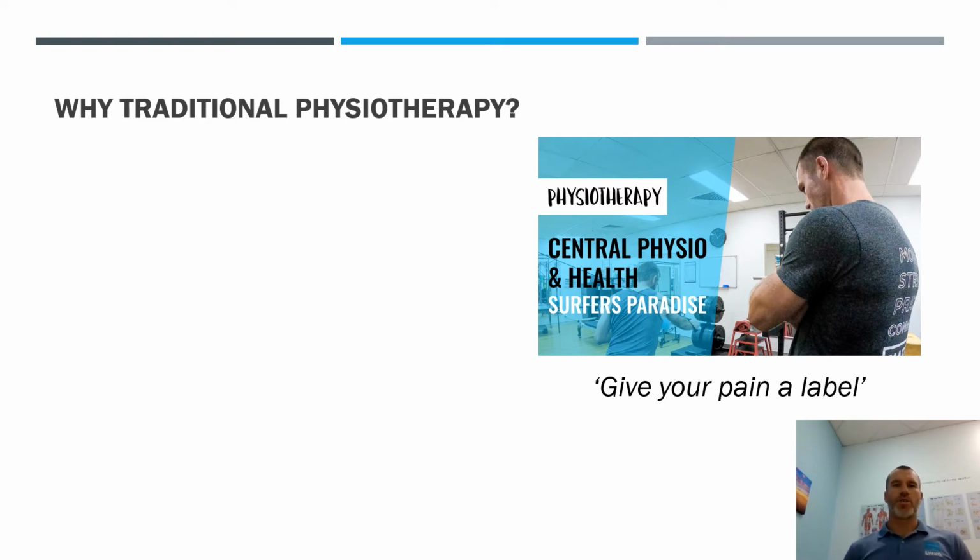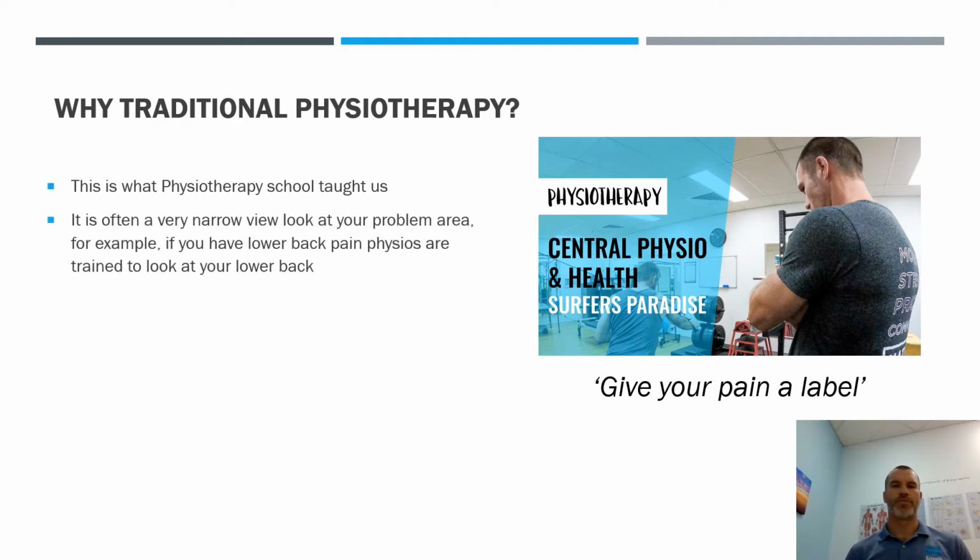So why traditional physiotherapy? This is what physiotherapy school taught us as physios. So this is how we were trained at physio school. It's often a very narrow view look at your problem area. So for example, if you have lower back pain, physio school taught us to look at your lower back and not much further than that.